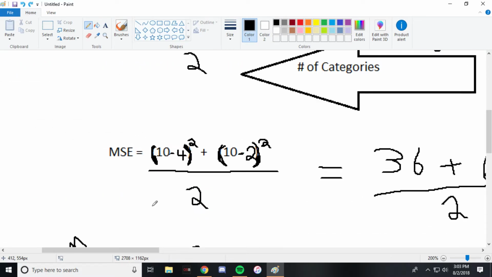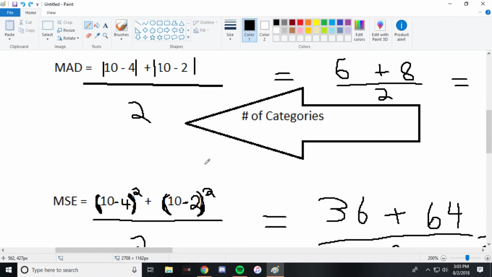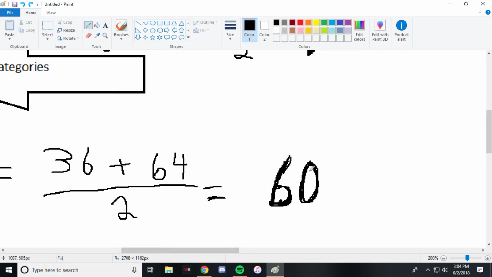To find MSE, you take those same values, square them, and then divide by 2. So 6 plus 8 was what we got on the original one. For MSE, we just square those and get 36 plus 64 over 2. That gives us an MSE of 60.